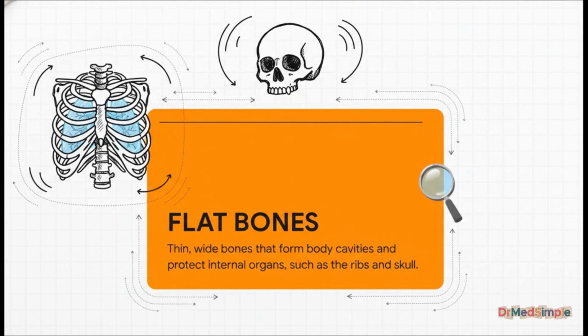Next up are the flat bones. You can basically think of these as the body's natural armor. Your ribs, for instance, form this protective cage around your heart and lungs, and the bones of your skull do the exact same thing for your brain. They're literally our built-in shields.